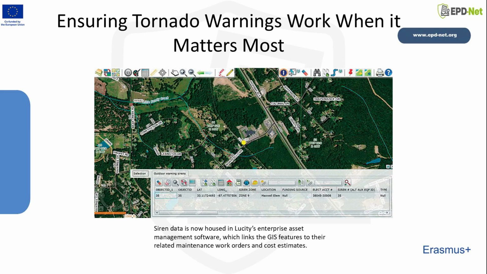This visual represents the transformation in how the agency manages its outdoor warning sirens. Siren data is now stored in the application built within Lucity's Enterprise Asset Management System. Each siren feature in the GIS is directly linked to its related maintenance work orders and cost estimates. Previously, information such as siren location, maintenance history, and operational status was kept in separate Excel files or paper documents. This often led to data loss, slowed down maintenance workflows, and made reporting more difficult.